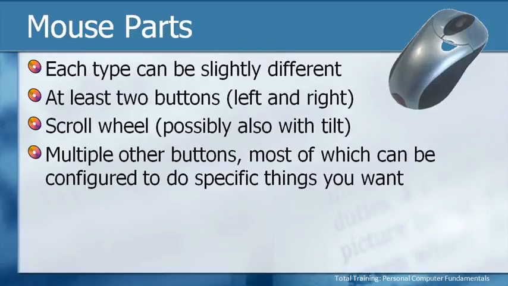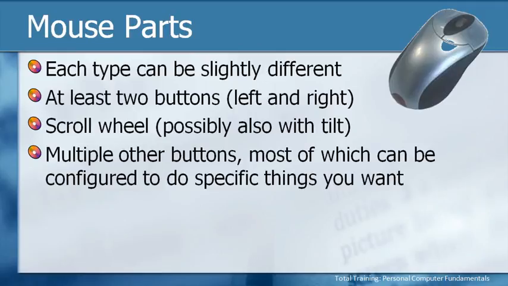When we talk about the parts of the mouse, they're always going to be basically the same, even though things like trackballs and touchpads may have them or use them a little bit differently. Each type can be slightly different, but you're going to have at least two buttons, usually called left and right, but sometimes they can also be called primary and secondary. You may also have a scroll wheel, and the scroll wheel could also have tilt capability. There may also be multiple other buttons, most of which can be configured to do specific things you want. We're going to stick, though, with the basics.